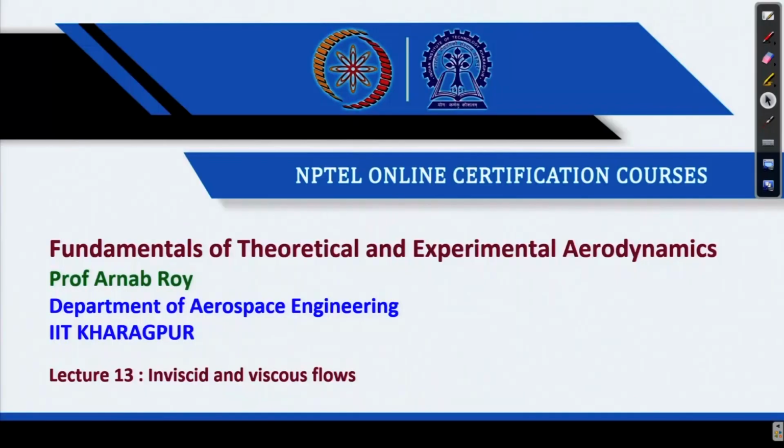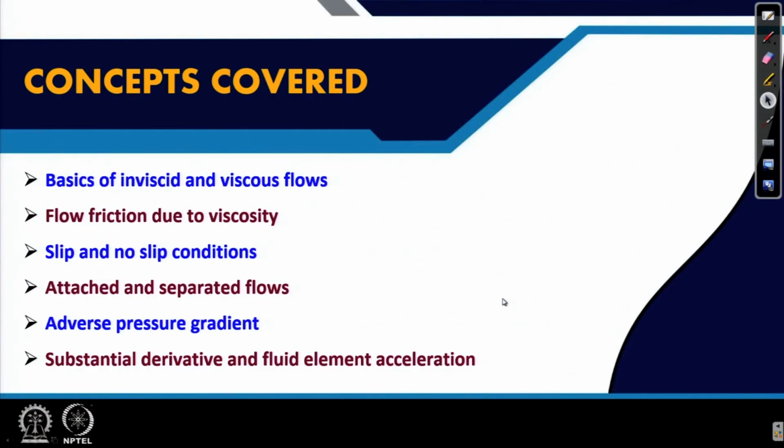In this lecture, we will start our discussion on inviscid and viscous flows. Let us look at the concepts. We will first look at the basics of both inviscid and viscous flows. We will discuss flow friction caused due to viscosity, slip and no slip conditions, attached and separated flows, the role of adverse pressure gradient and the concept of substantial derivative and its role in fluid element acceleration.